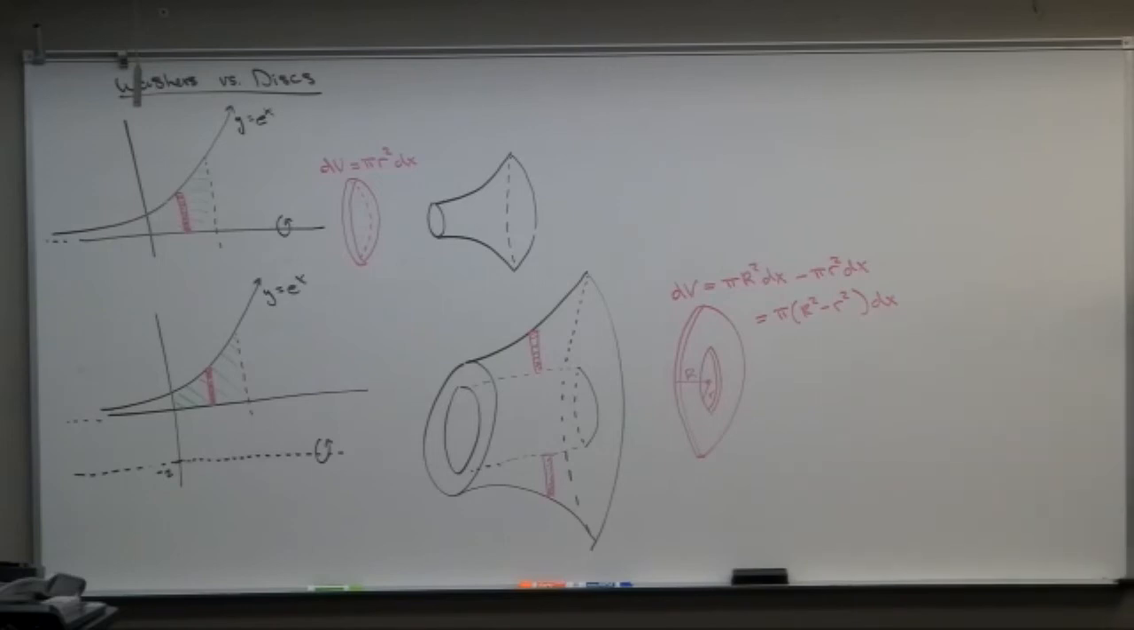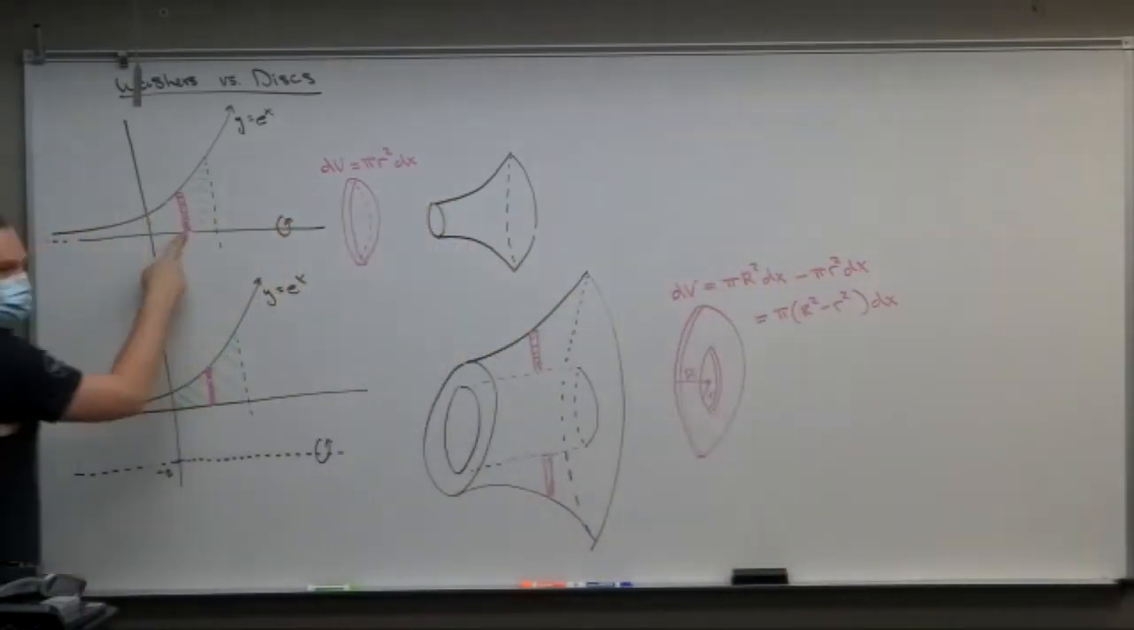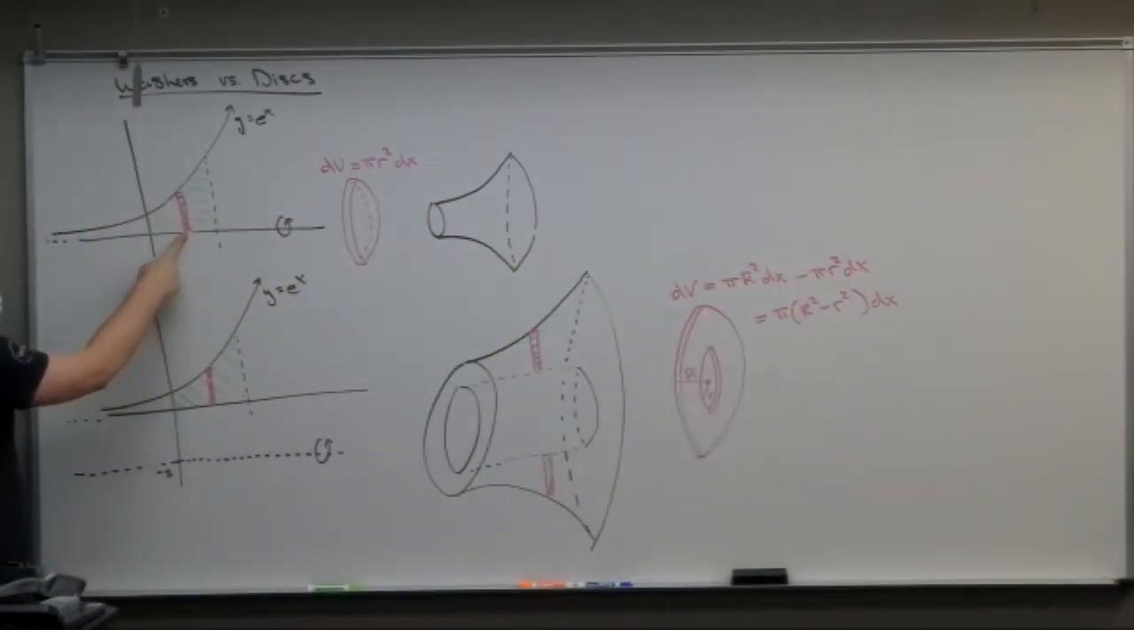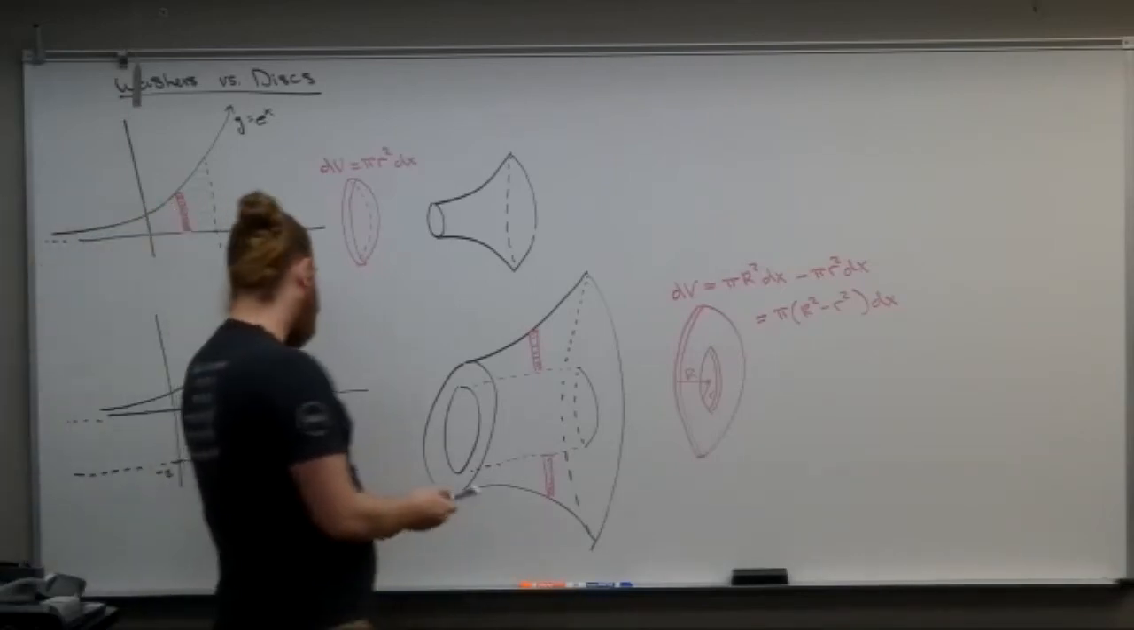So up top is a disk, down here is a washer. You get washers when there is a gap between your strip and the axis of rotation, as is the case here. Here in the first picture, my strip goes all the way down to the axis of rotation and the bottom of the strip sits on the axis of rotation. Here, my strip goes down to the line y equals 0, but my axis of rotation is the line y equals -2.